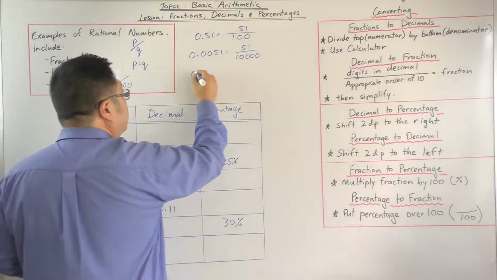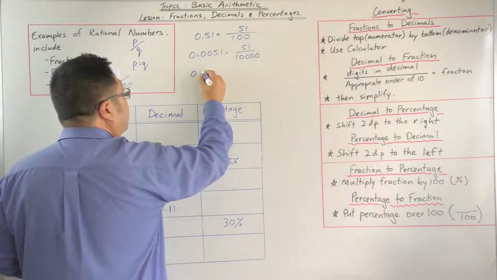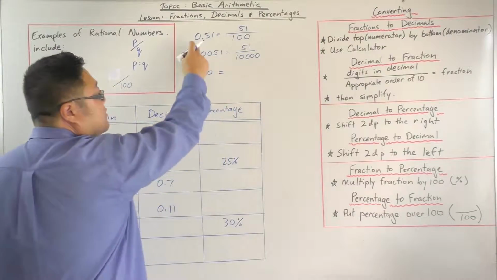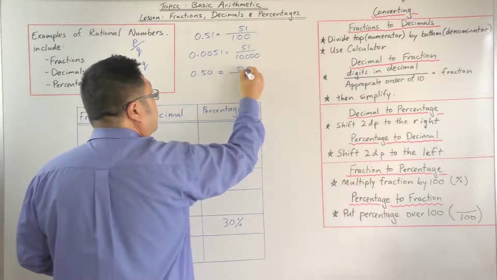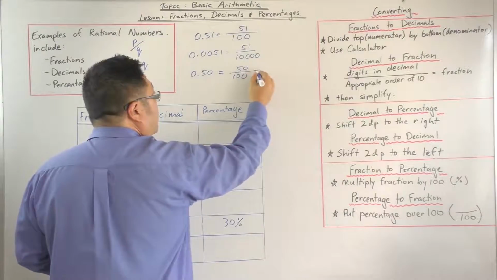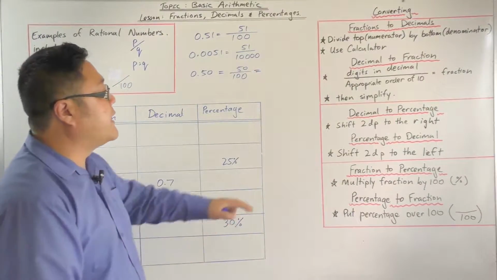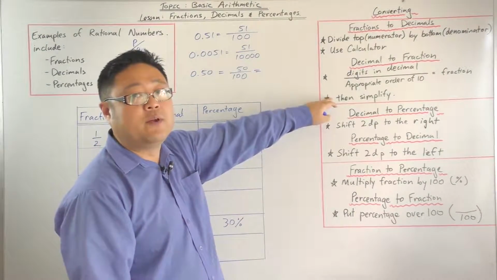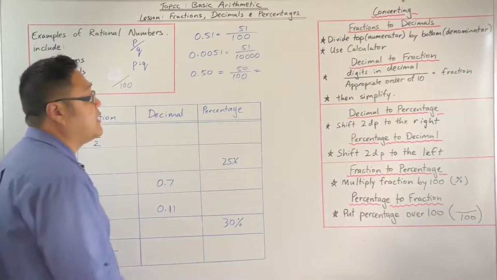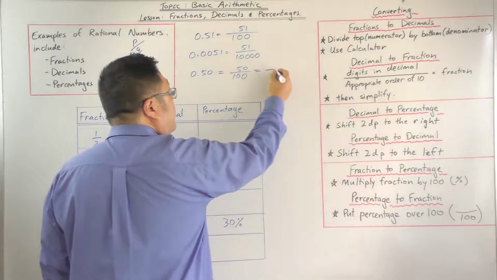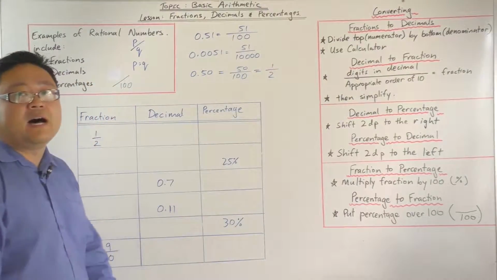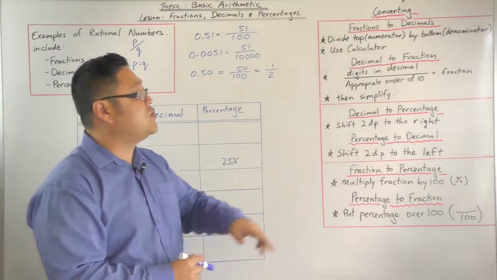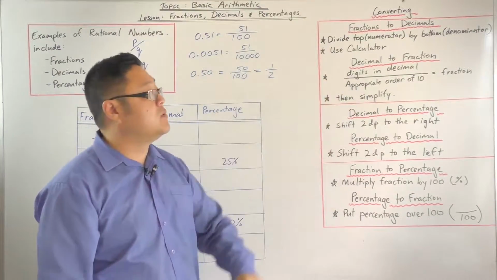Just to be sneaky, if we were to have 0.50 instead of 0.51, we would end up with 50 over 100, which means that we can simplify, all right? If we can simplify, then that is exactly what we do. 50 over 100 simplifies down to a half, yeah? So that's my strategy for converting between decimals and fractions.